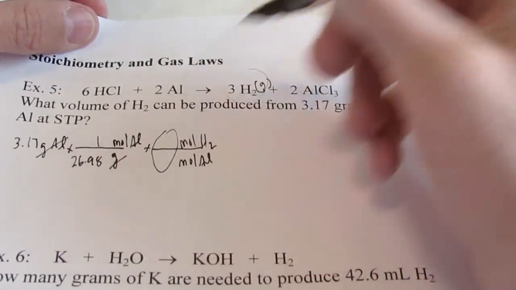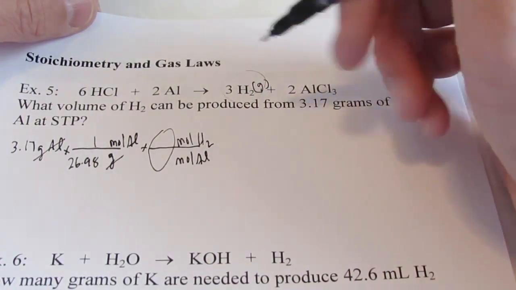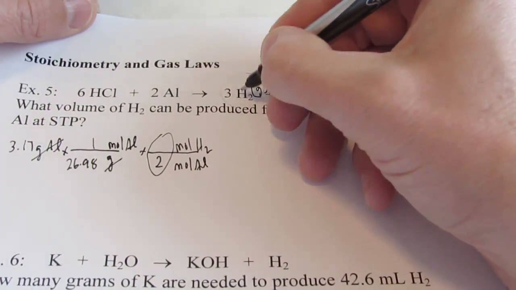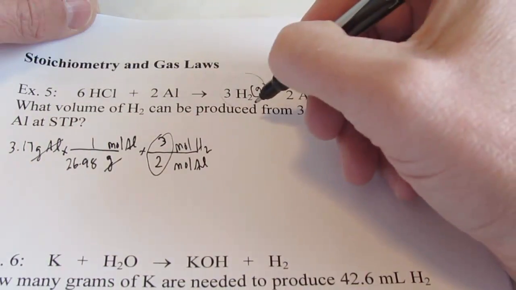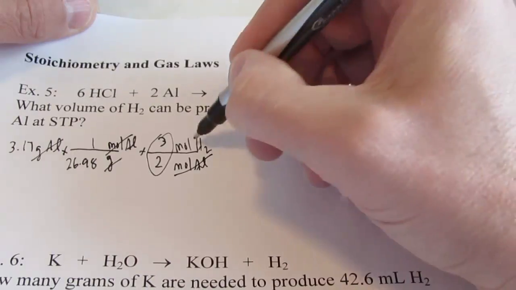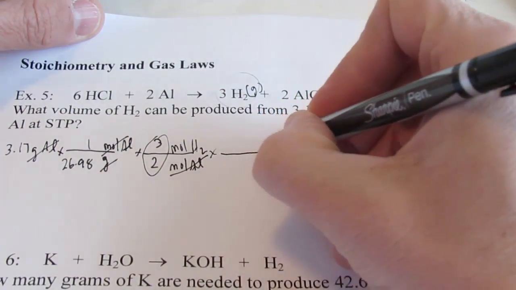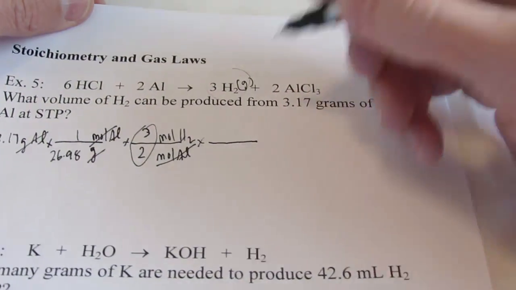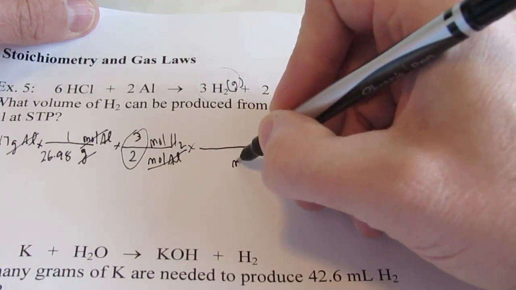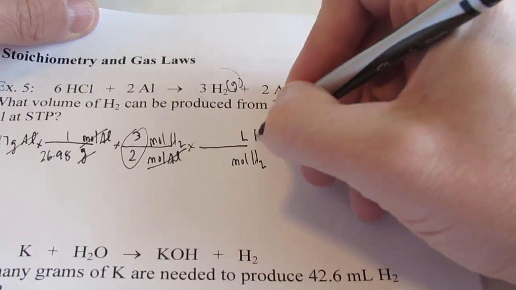Do you guys remember what we put in here? That's right. We put the coefficients from the balanced equation. So there's a 2 in front of Al. So we put 2 moles of aluminum and a 3 in front of H2. So 3 moles of hydrogen. So it's a 2 to 3 mole ratio. So that gets me into moles of hydrogen. Now, we want to know what volume of hydrogen can be produced at STP. So I want to hop out of moles of hydrogen, and I want to get into liters of hydrogen gas.